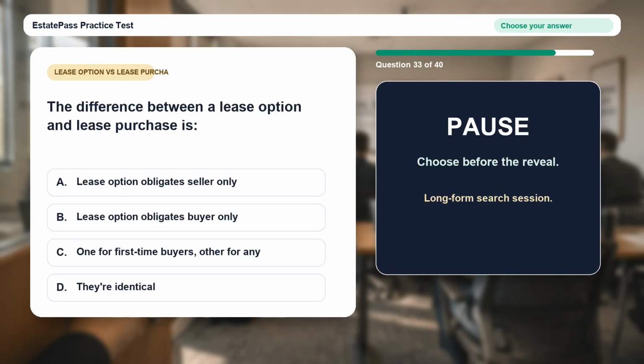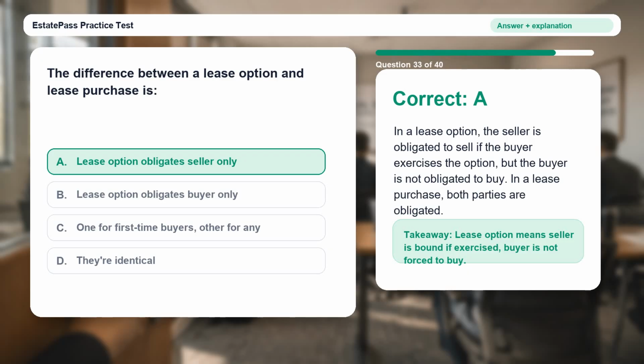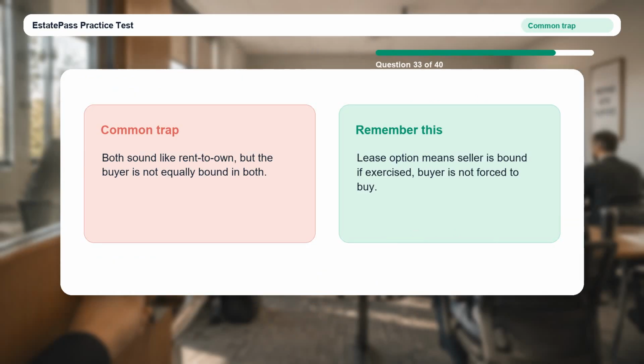Question 33. The difference between a lease option and lease purchase. Your choices are A. Lease option obligates seller only. The correct answer is A. Lease option obligates seller only. Explanation: in a lease option, the seller is obligated to sell if the buyer exercises the option, but the buyer is not. Common trap: both sound like rent to own, but the buyer is not equally bound in both.